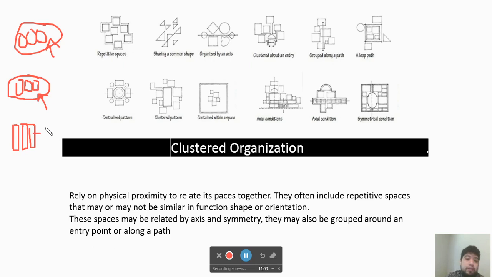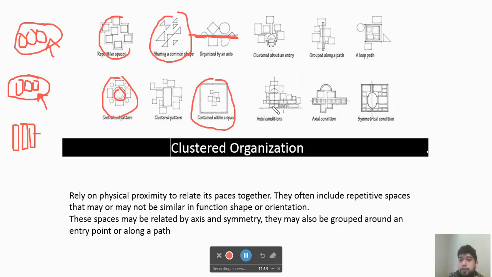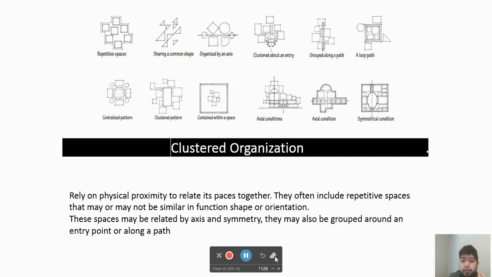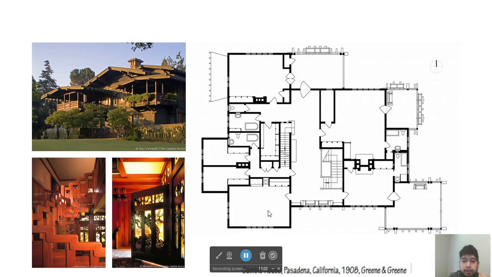There are a lot of different ways that you can do this. As I mentioned, it can be organized by an axis or something in the middle, creating symmetry, sharing just a common space. Repetitive spaces, centralized, which we talked about, contained within a space. So there are a lot of different ones. I encourage you to go look into your book and see one of each, start understanding them, and see which one you like the best. An example of that is this house in Pasadena, California. This is the camp.